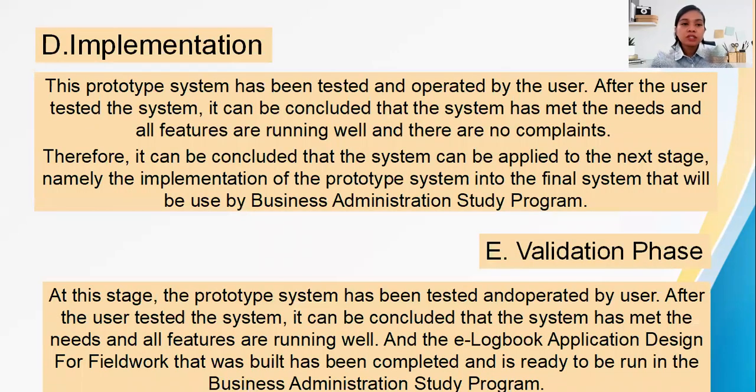For the implementation, this prototype system has been tested and operated by the user. After the user tests the system, it can be concluded that the system has met the needs and all features are running well and there are no complaints.